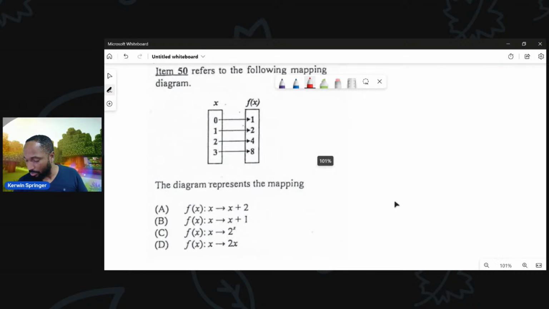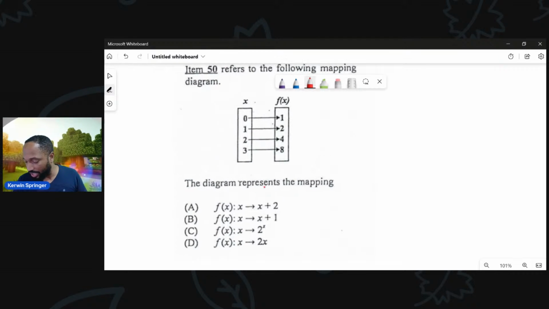The diagram represents the mapping. It seems like f of x is adding on 1, 2, 3: 2 to the power of the number. 2 to the power of 0 is 1. 2 to the power of 1 is 2. 2 to the power of 2 is 2 squared, which is 4. 2 to the power of 3 is 2 cubed, which is 2 by 2 by 2, which is 8. So C is the answer. If you didn't know, now you know. And knowing is half the battle.